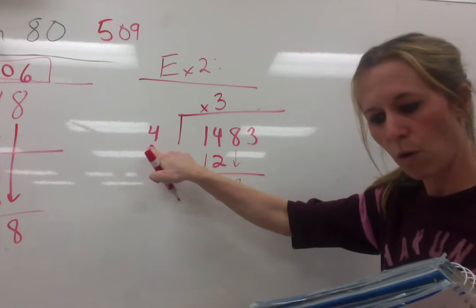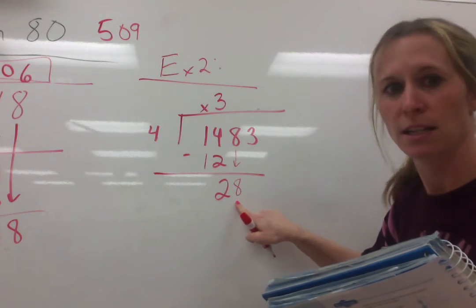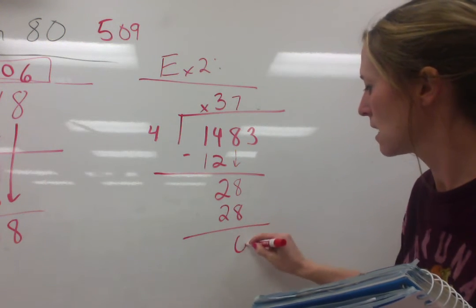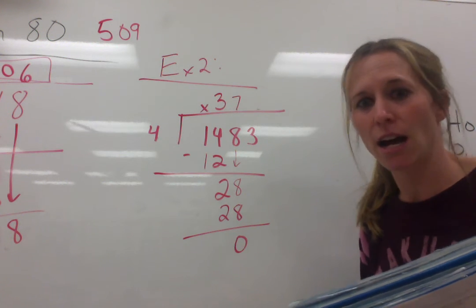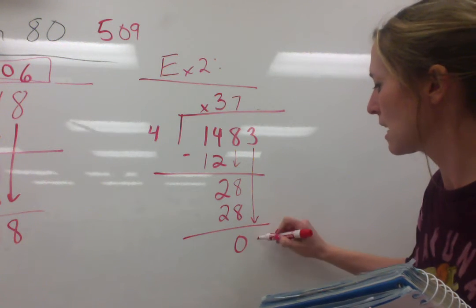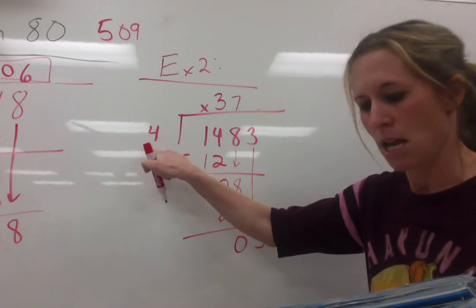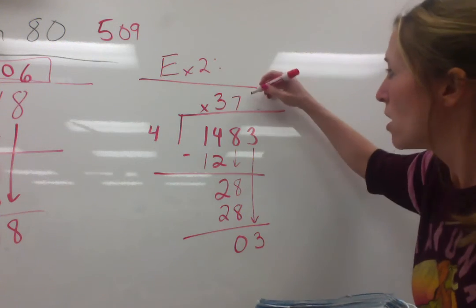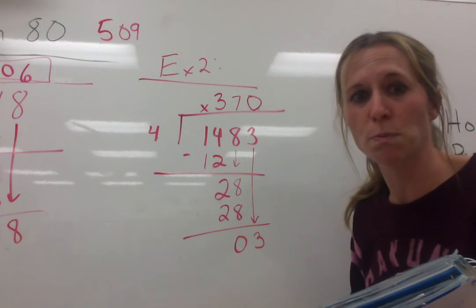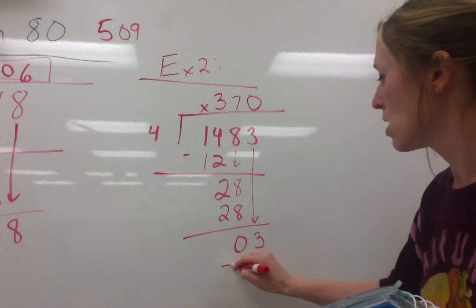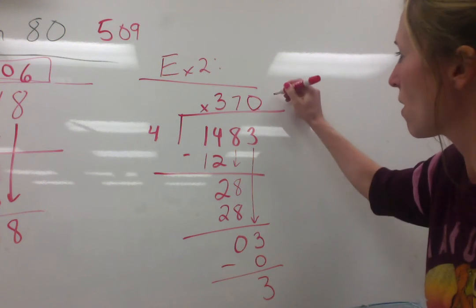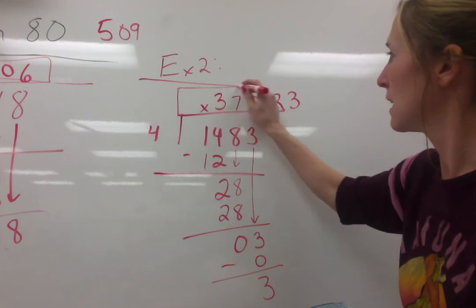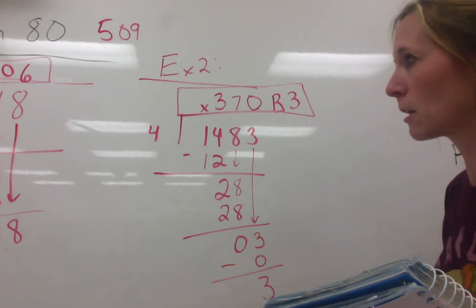How many times can 4 go into 28? You're right. 4 times 7 is 28. And last, what do we do with that 3? We take the 3 and we bring it down. Can 4 go into 3? No. So we have to put a 0 there. What do we have to put? A 0. So minus 0, that is our remainder.